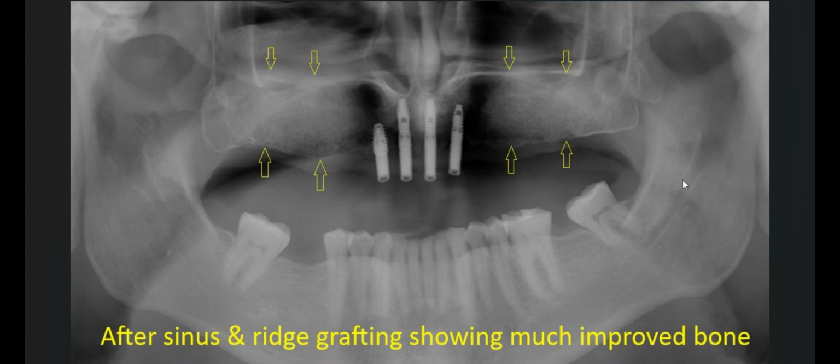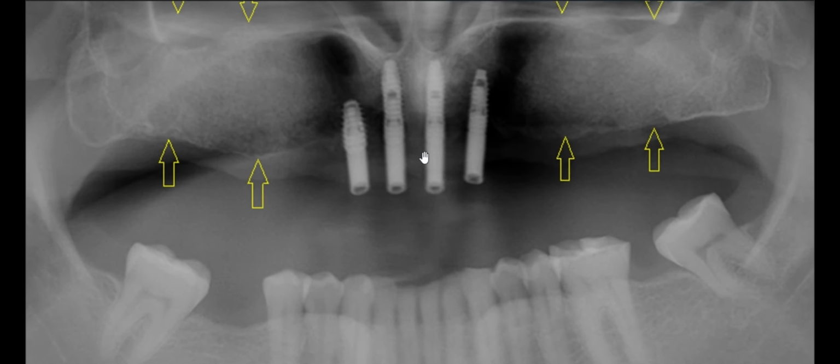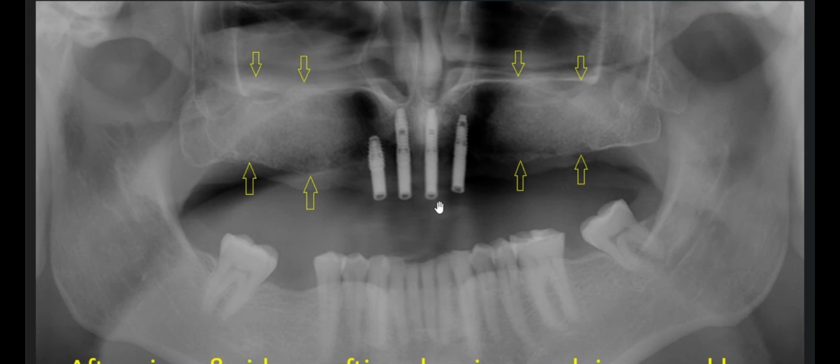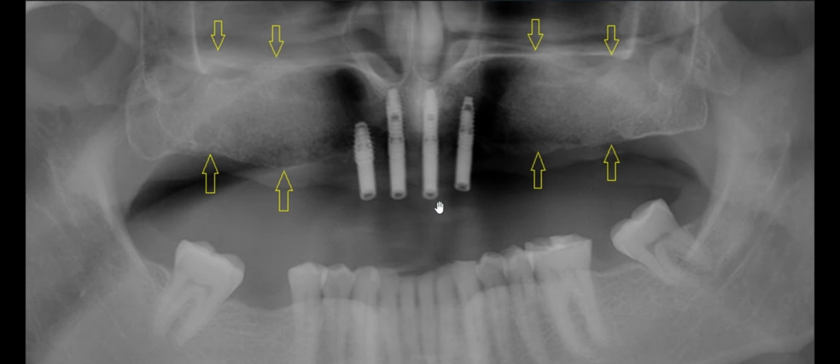And then moving along, we did grafting. So we grafted the sinuses and the bone ridges. And what you can see now in these really white and dense areas is our grafting. So this is our image after bone grafting of the sinuses. So plenty of bone now and plenty of height for us to place implants in the back areas.